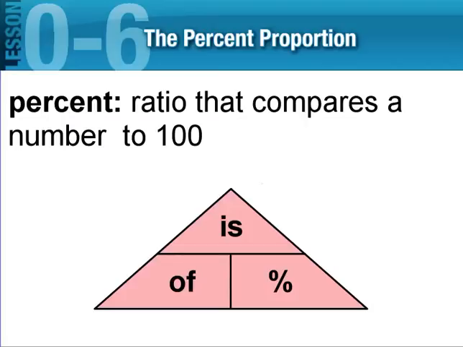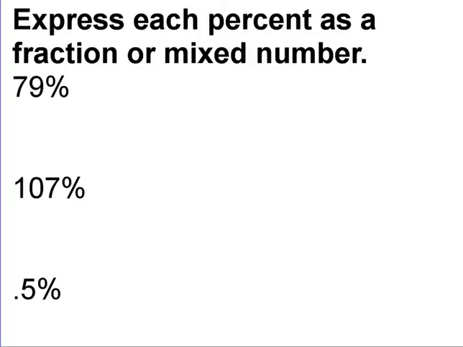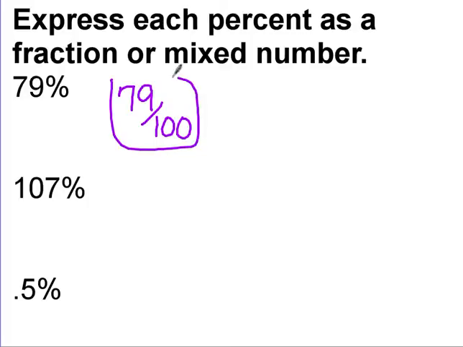as percents. It says here, express each percent as a fraction or a mixed number. So this should be pretty easy. You've been doing this for a year. 79%. How can I write that as a fraction? 79 over 100. There you go. Can't reduce that, so that's your answer.